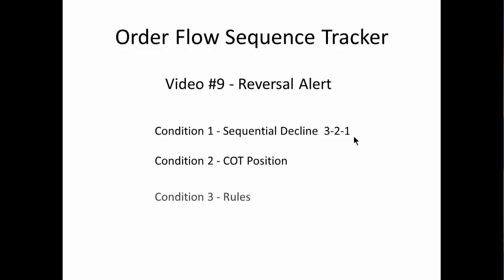And condition number 3 is a little bit different. It has specific rules, and you can choose from 4 different rules. If you have the rules turned off, then only condition 1 and condition 2 have to be true to get a reversal alert. But if you have one of the rules activated, then all 3 conditions must be true before you can get an alert.